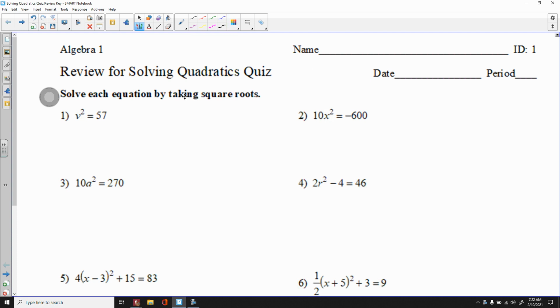If you look at this top part, it says solve by taking square roots. What we're looking for here is the fact that we only have one variable, so I am able to get that variable by itself by using the inverse operations. Right, so the opposite of squaring would be taking a square root. So v should be the positive and negative value of the square root of 57.